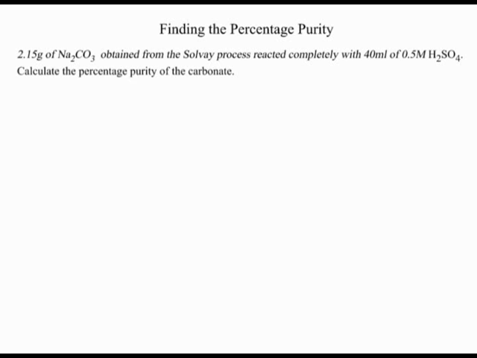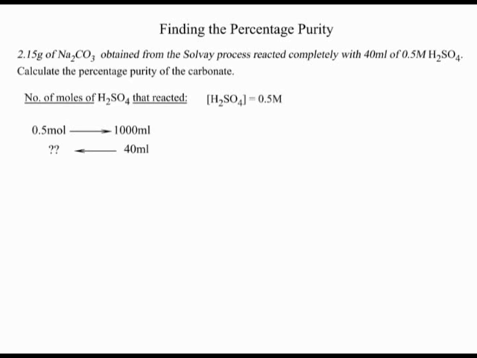So we first find the number of moles that reacted. We know the concentration and volume of the sulfuric acid that reacted, so we can find how many moles of that acid reacted. Concentration of sulfuric acid was 0.5 molar. That means 0.5 moles are in 1,000 mLs. How about 40 milliliters? We have 0.5 moles times 40 milliliters over 1,000 milliliters. Milliliters cancel out, and we get 0.02 moles.